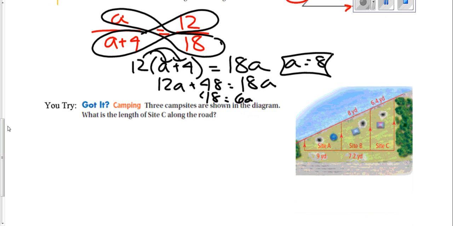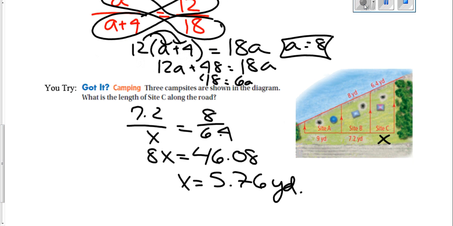All right, so I'm going to pause the video. I want you to try the next one on your own. It says 3 campsites are shown in the diagram. Clearly, I want site C. It's bigger. What is the length of site C along the road? Okay, what is the length of it? So you need to find this part down here. Hint, set up a proportion. I'm going to pause the video now.